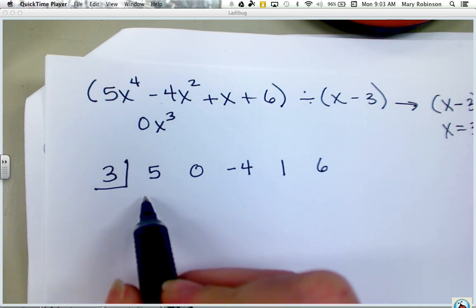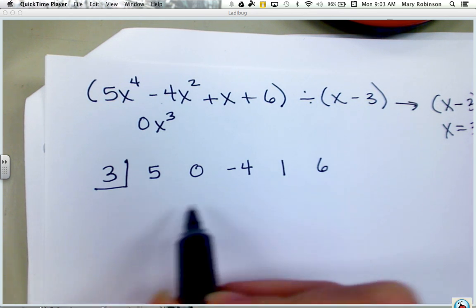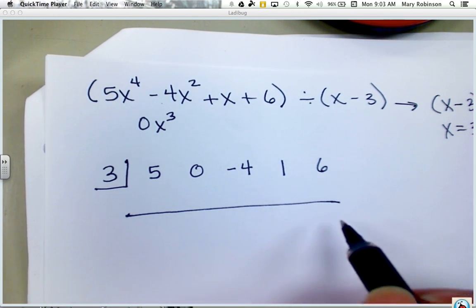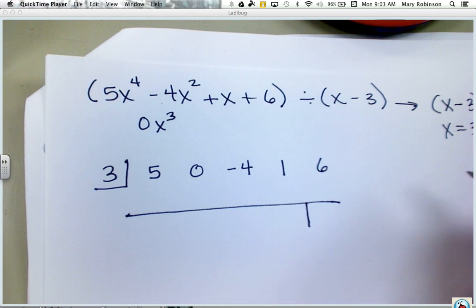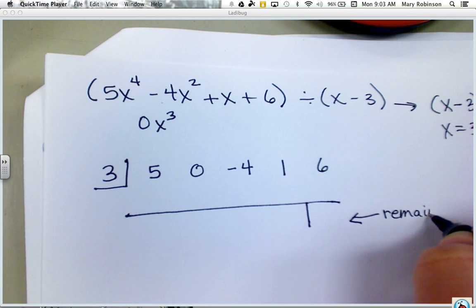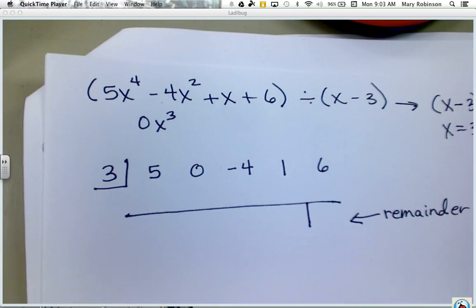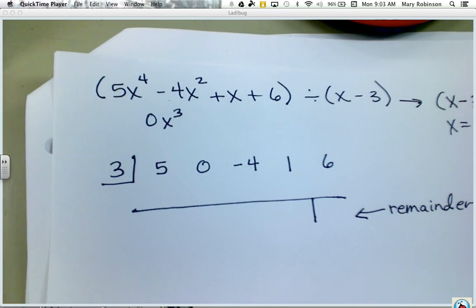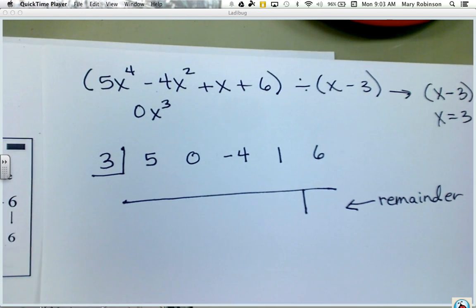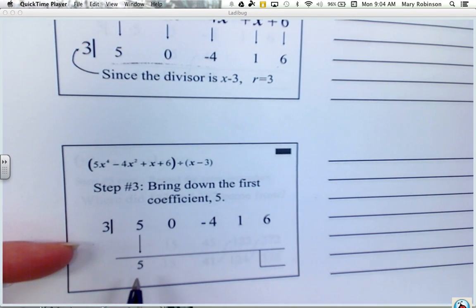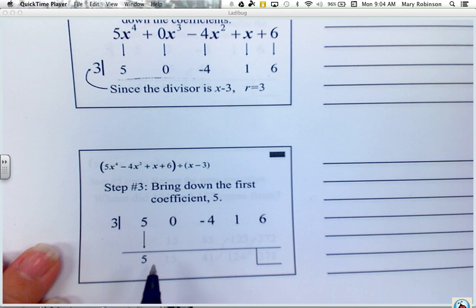Now what we're going to end up doing is writing a row of numbers underneath this. So I would leave space, come down here, and extend another line all the way to the end and create a little box at the end, because what is going to end up here will be our remainder. From the PowerPoint slide, which outlines all the steps, so I highly recommend you print it out if needed, the first thing you're going to do is bring down the first coefficient, 5. I'm going to go through the PowerPoint real quick and then I'll do the problem.